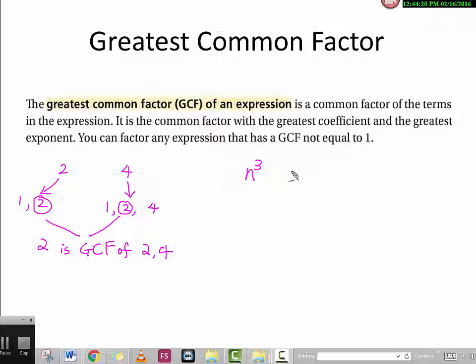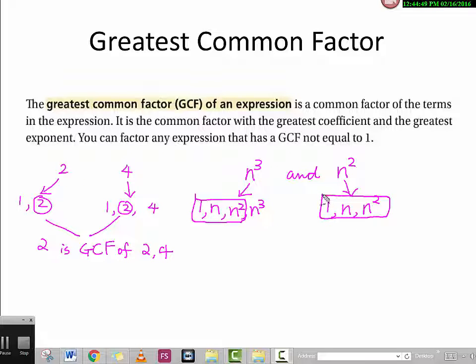For n cubed and, say, n squared, the factors of n cubed could be 1, n squared, or n cubed. For n squared, you have 1, n, and n squared. The common factors for n cubed and n squared, of course, are these three. But the biggest one is n squared. Therefore, n squared is the greatest common factor of n cubed and n squared.